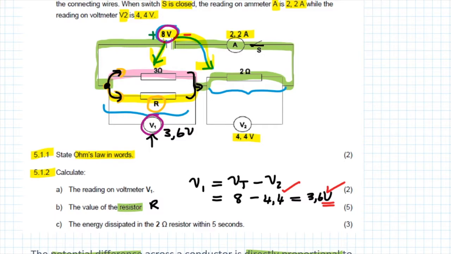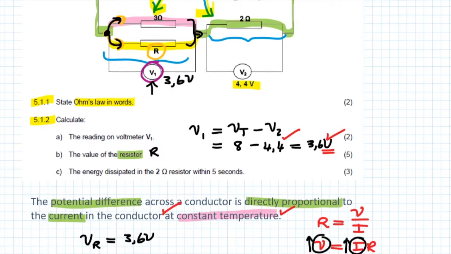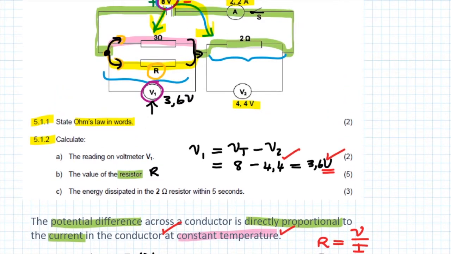So we know that potential difference is constant in parallel, and therefore we can write down that the potential difference measured across resistor R is also going to equal 3,6 volts. So if we would like to know the resistance of resistor R, then we need just one extra bit of information. And that would be the current flowing through resistor R. But we can't find that out by making use of resistor R itself.